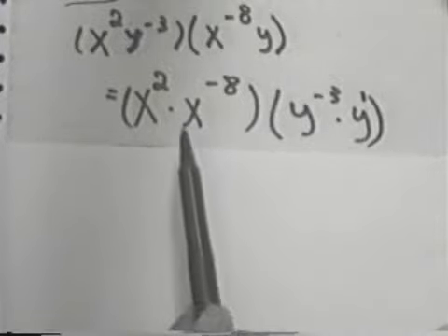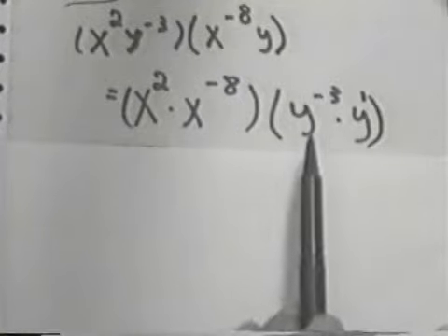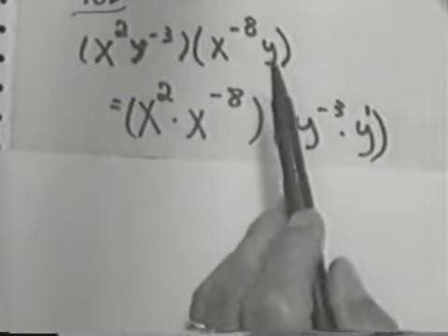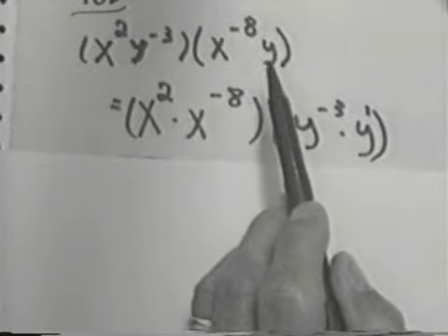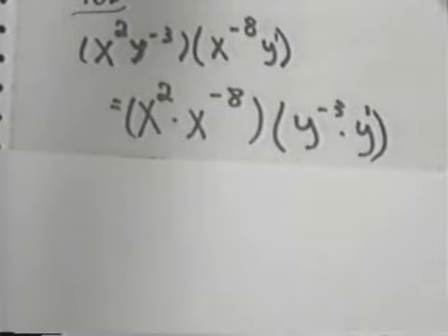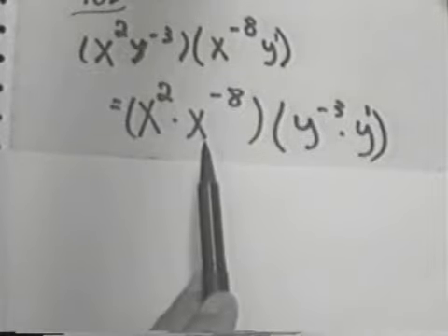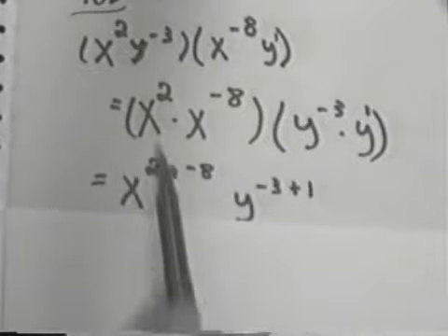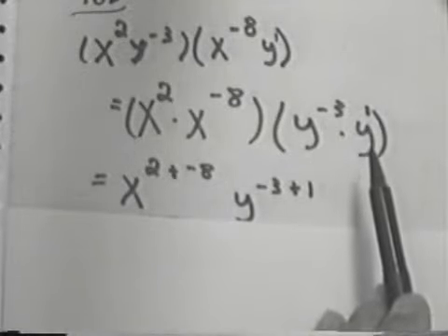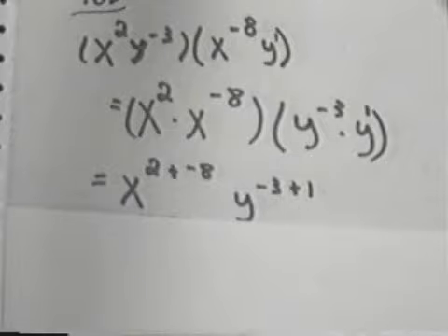Now once I group, I need to know my rule. To multiply powers having the same base, I keep the base and add the exponents. Now notice one thing. Here I've got y. Y doesn't have an exponent on it. The exponent's understood to be 1, so I write it here as y to the first. Keeping the base x and adding the exponents, I get x to the 2 plus the negative 8, and then keeping the base y and adding the exponents, I get y to the negative 3 plus 1.